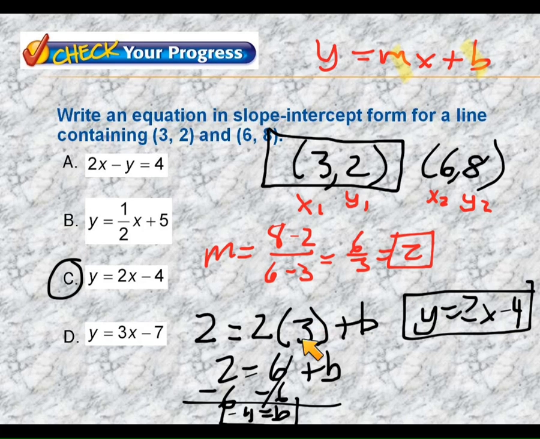How did I get this part? So the x coordinate I just took from this. 3 is the x coordinate, 2 is the y coordinate. I plugged in, and y equals mx plus b. I plugged in there for x and there for y, to solve for b, because that's the other missing piece I have. All right?